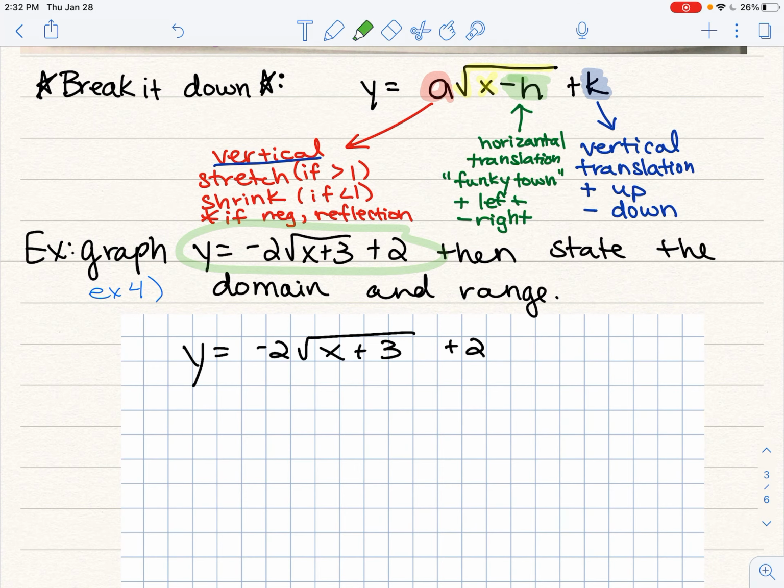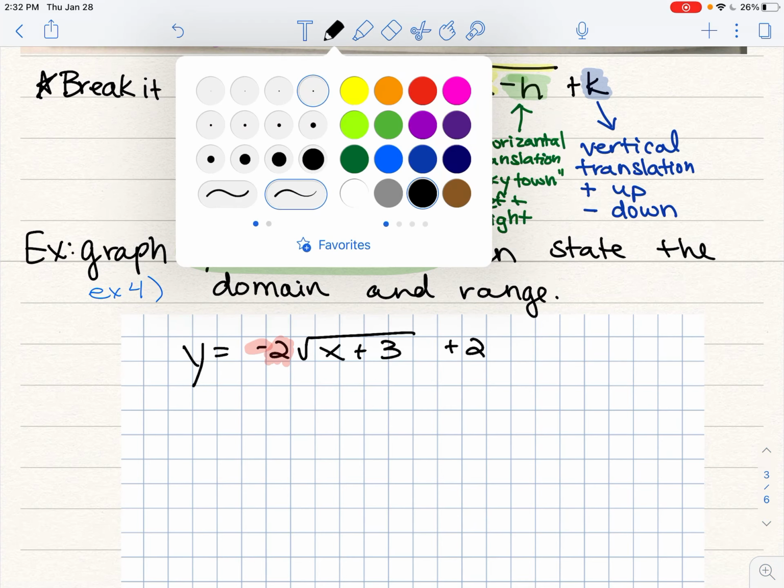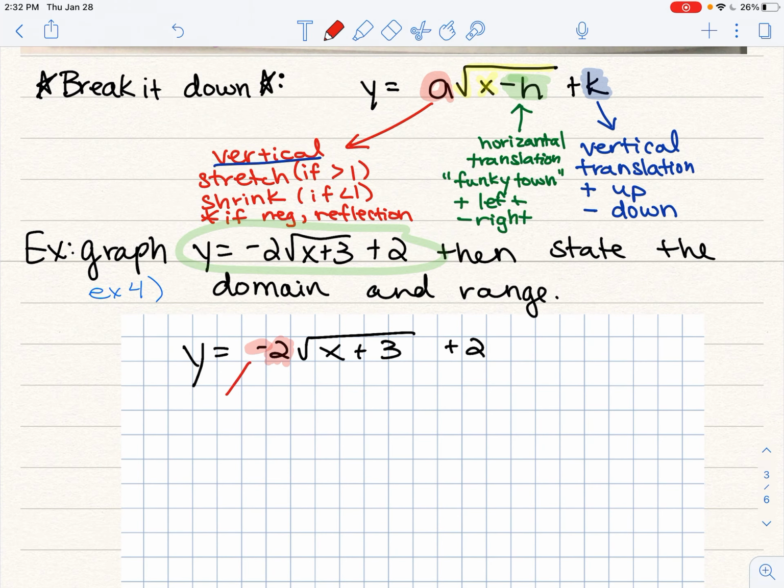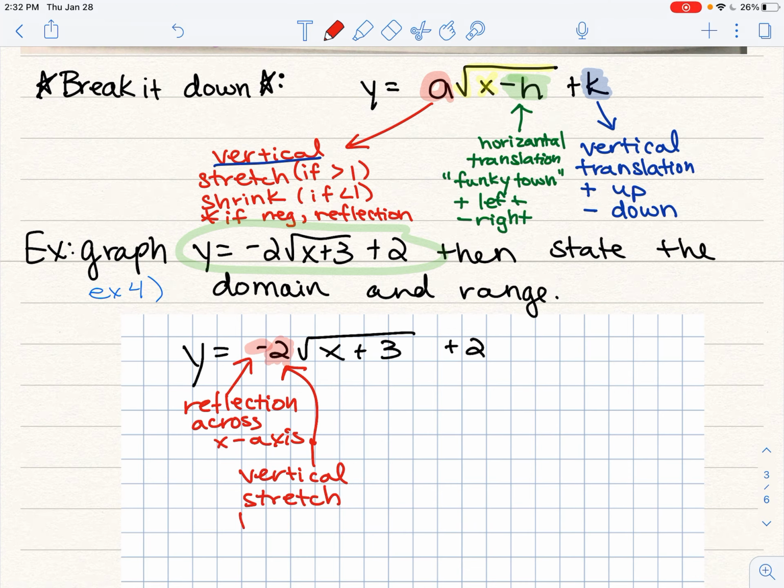So a couple things here. I'm going to color code this. I know this number in front is my vertical stretch and there's a negative. So I know that this is going to be a reflection across the x-axis. I already know that. And this 2 tells me that we're going to do a vertical stretch because the number is bigger than 1 by a factor of 2. So we already know it's going to get taller.